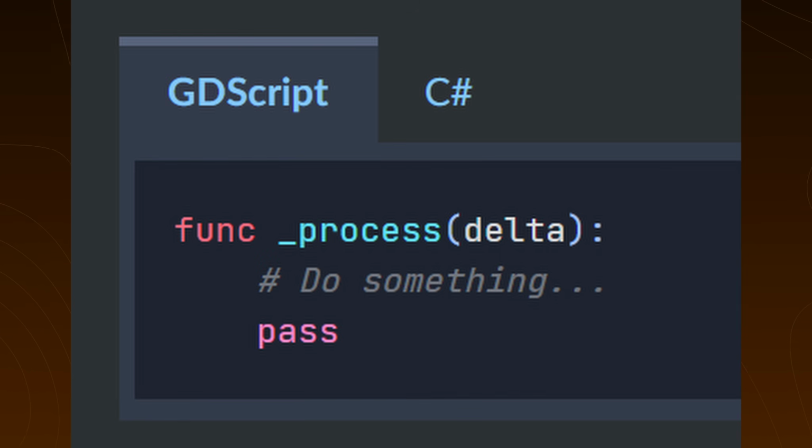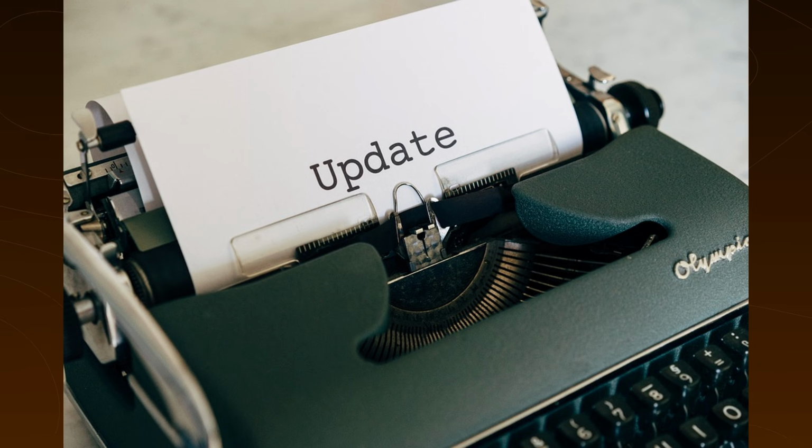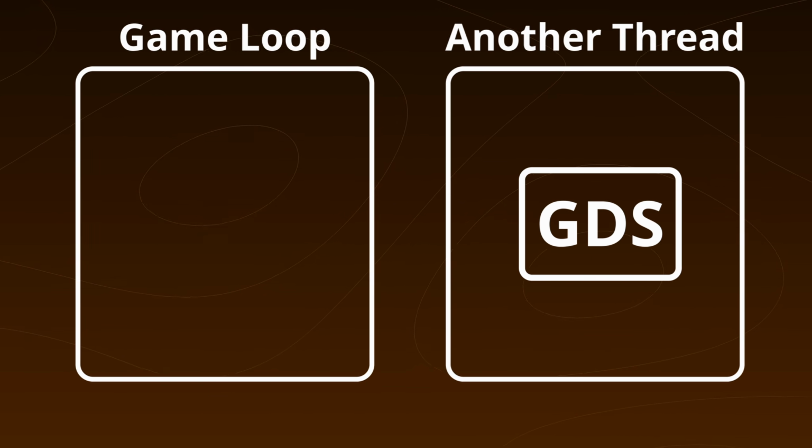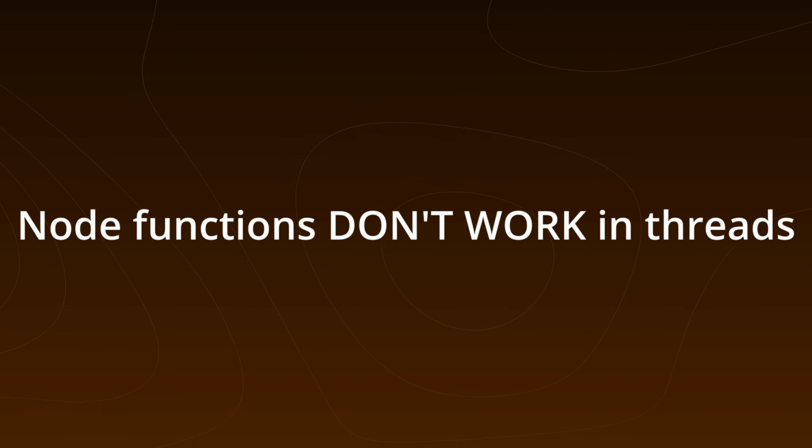You see, underscore process is a node function that gets executed every frame. In game making, functions like this are part of the update loop. Without them, it's really hard to make games. So I thought that this server must be running outside the game loop. It could be a separate thread. I searched it up, and surprisingly, I found out that node functions don't work in threads.